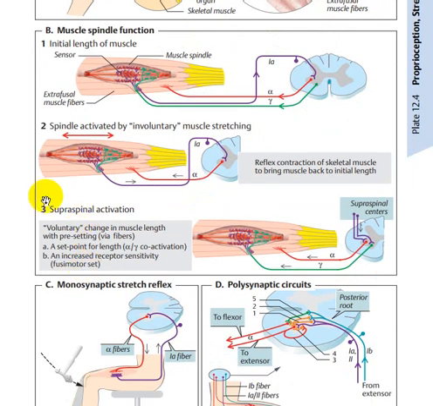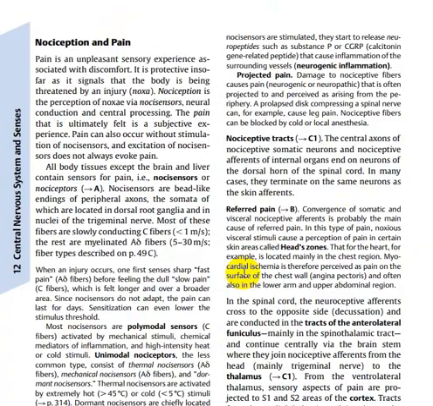Now this other one is for supraspinal activation. Supraspinal activation is when you have impulses coming from your primary motor cortex when you want to do a voluntary change in muscle length. So you are going to affect the alpha motor neuron and the gamma motor neuron here.